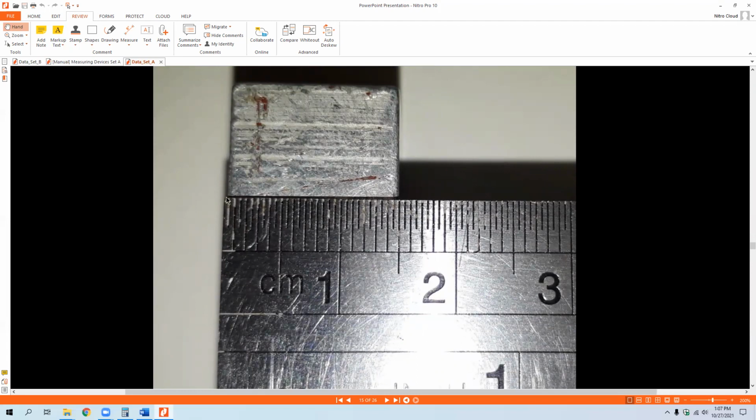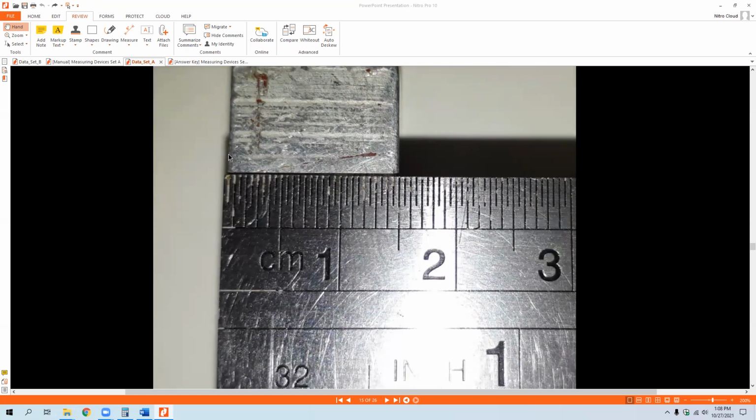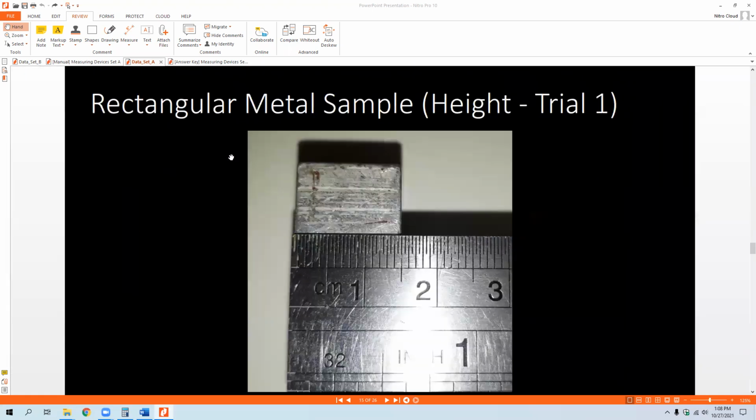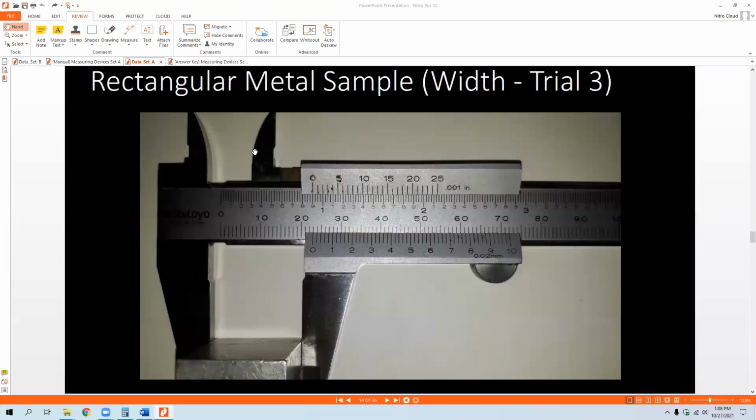Again, one end of the rectangular cube sample is at 0. The other end is, this is 1 centimeter. So this is around 1.5. Or since nasa millimeter scale tayo, that's 15. So next, let's measure using our vernier caliper. So let's measure another dimension.